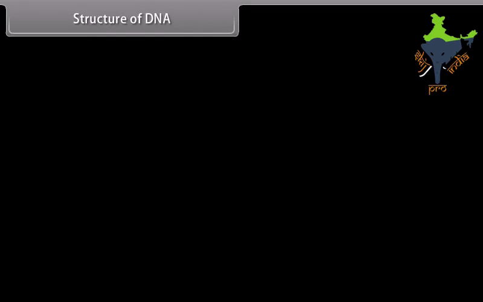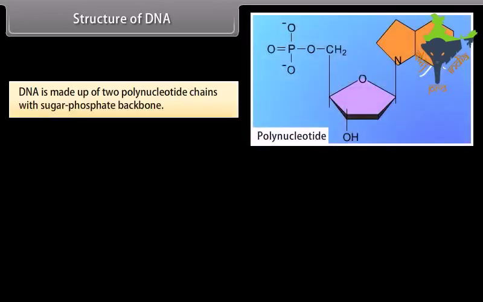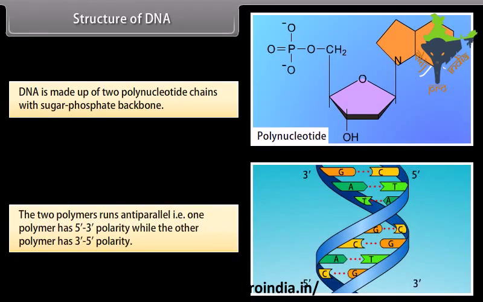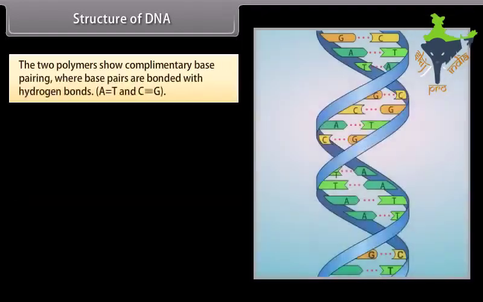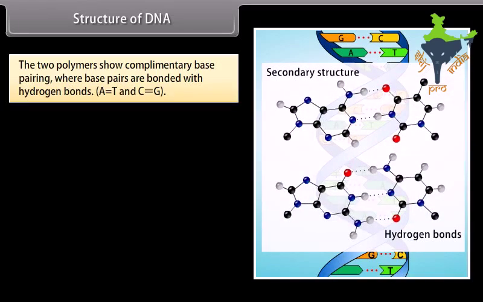Structure of DNA. DNA is made up of 2 polynucleotide chains with a sugar phosphate backbone. The 2 polymers run antiparallel, that is, one polymer has 5' to 3' polarity, while the other polymer has 3' to 5' polarity. The 2 polymers show complementary base pairing, where base pairs are bonded with hydrogen bonds.